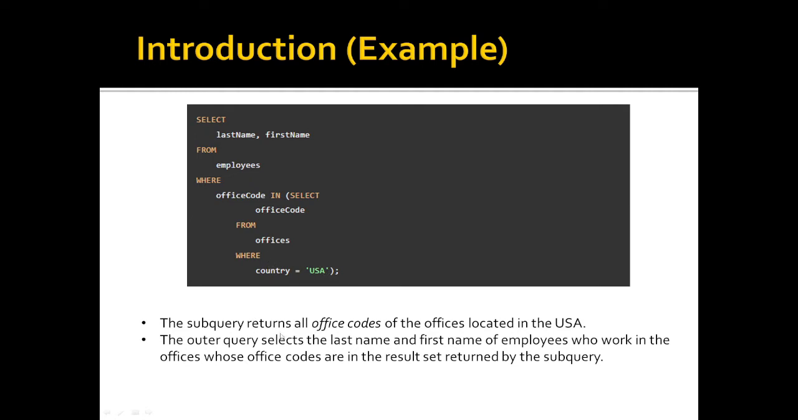Okay, so again, the outer query selects the last name and first name of employees who work in the offices whose office codes are in the result set of this one. So the result set of this are office codes located in the USA. So that's the subquery. This one is a subquery.